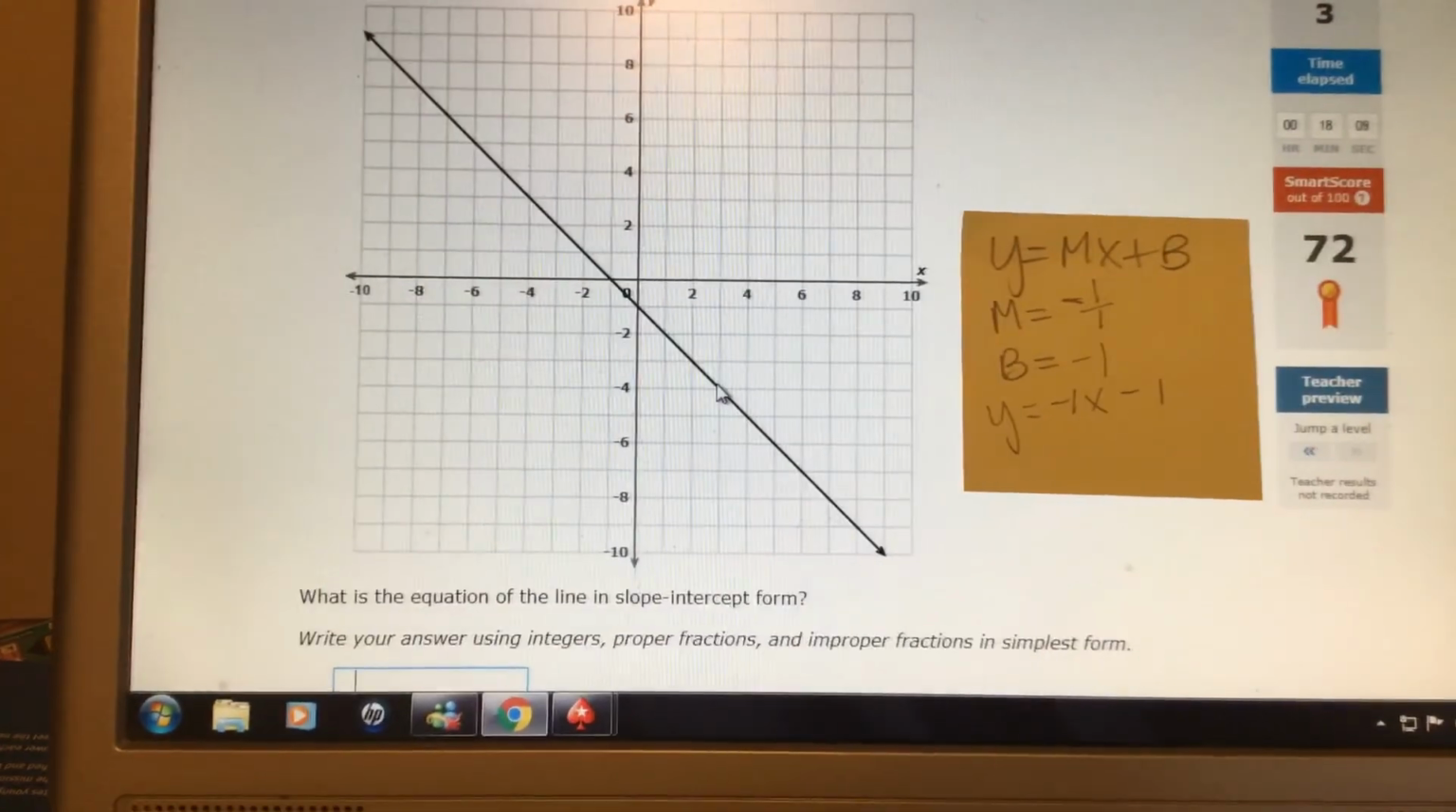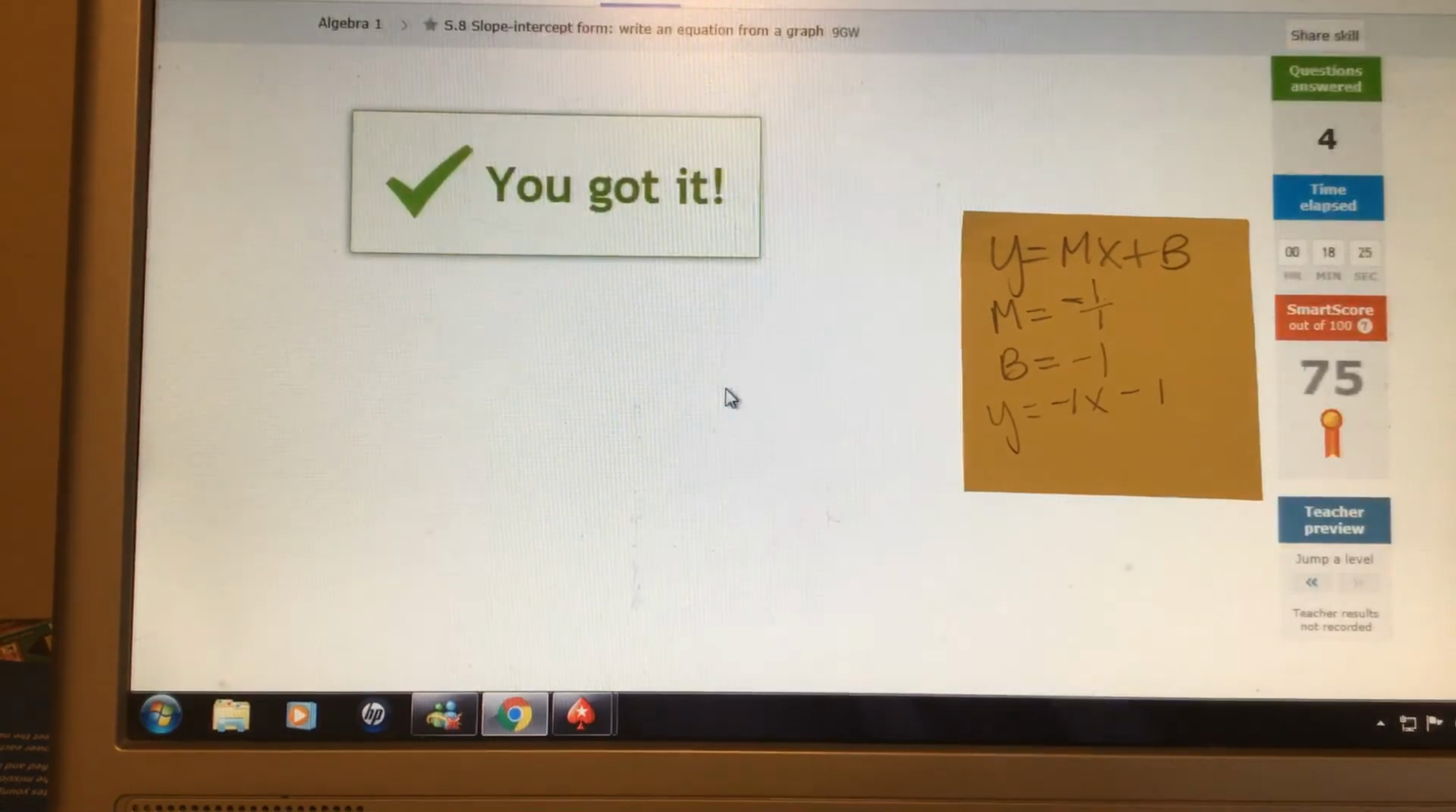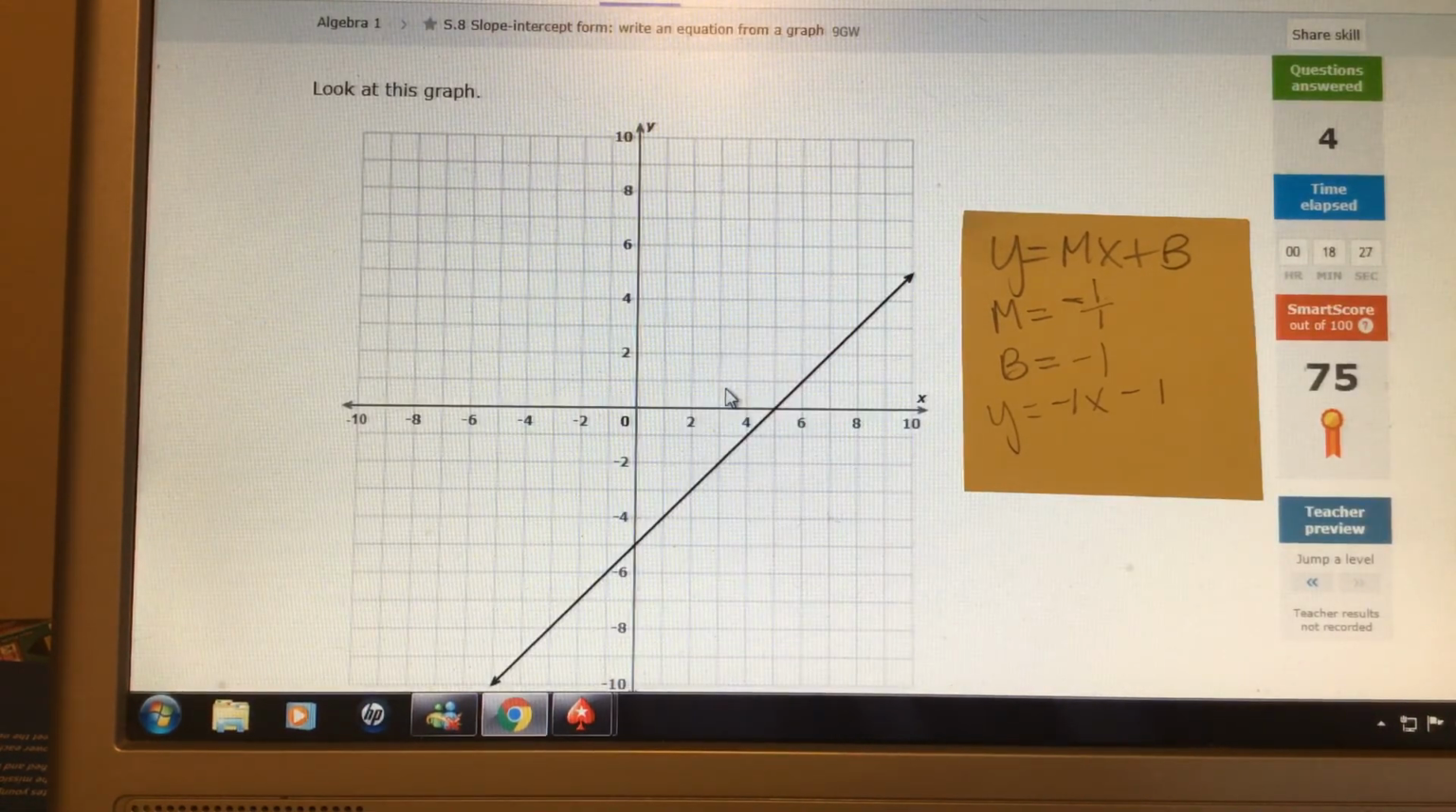So then I'm going to enter it in down below here and write y equals, whoops, always double check before you hit enter. Y equals -1x minus 1. And shazow.